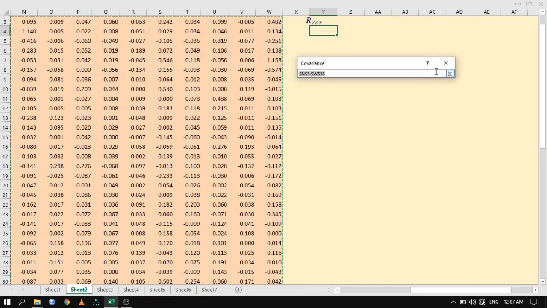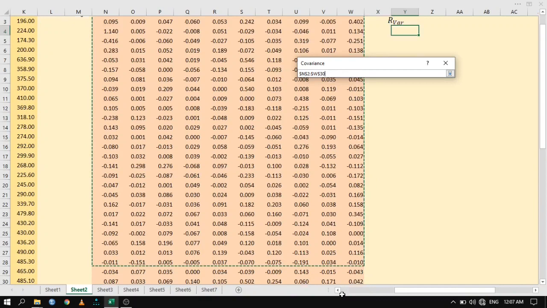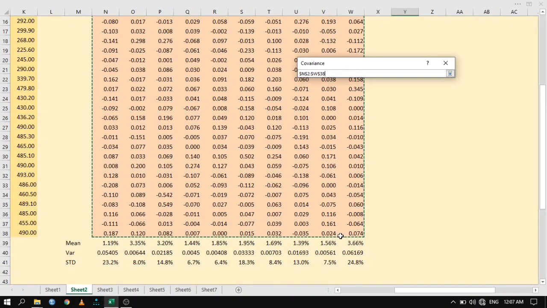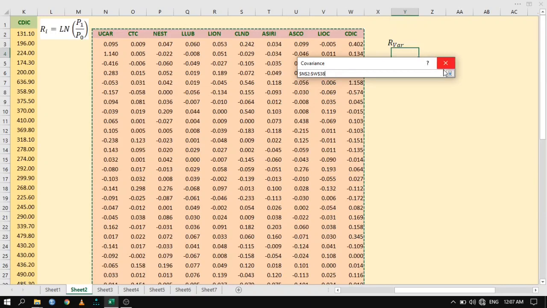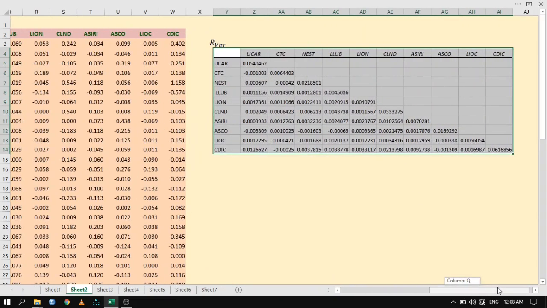Then you are going to select your set of data to calculate covariance. So I am going to give the whole data set, these 36 observations for 10 companies, so 36 by 10. Then I am going to give the input range here, the output range, and I am going to tick this particular one, labels in the first row. So Excel will identify these company IDs as the labels, and it will give me the covariance matrix. So this is the variance covariance matrix.